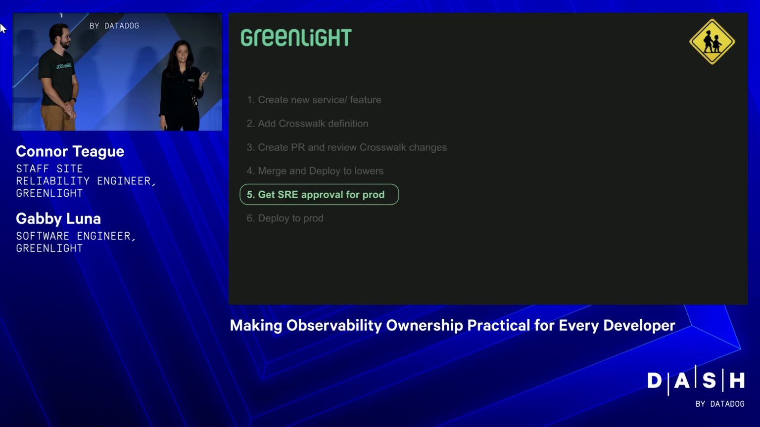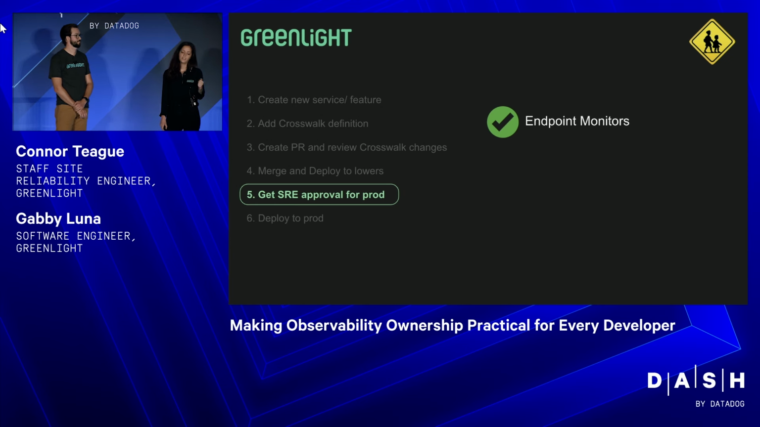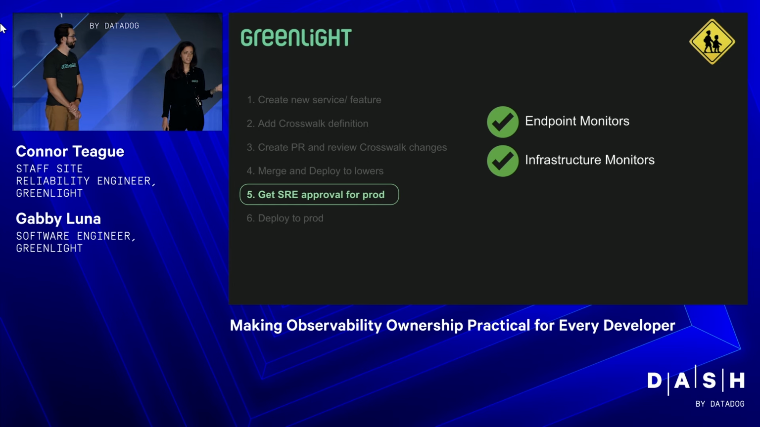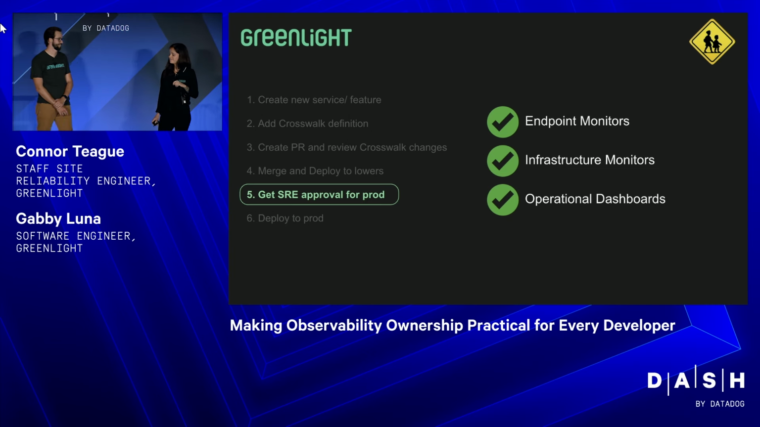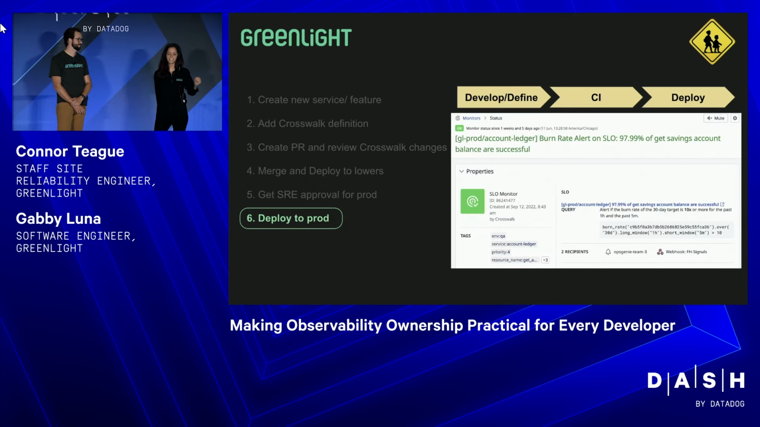Well, good actually. I added Crosswalk and defined my new endpoint monitors. When I look at Datadog, I see my infrastructure monitors are up, and my endpoint monitors are tracking requests. And finally, there's operational dashboards available to me. Awesome, and that looks great. Go ahead to prod. Great, just like that, I can deploy to prod. Once again, you can see my get savings account balance endpoint monitor is up and running in Datadog.